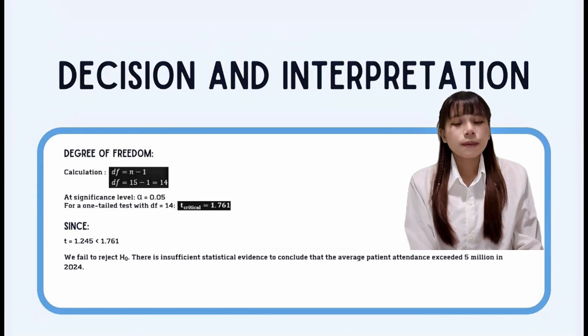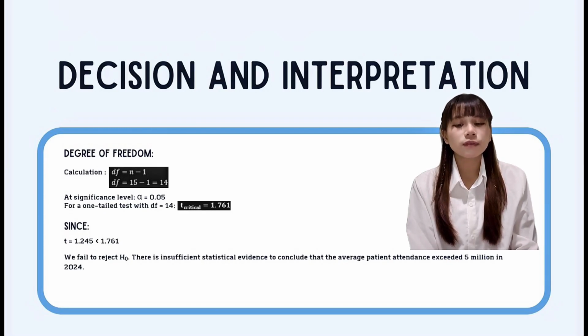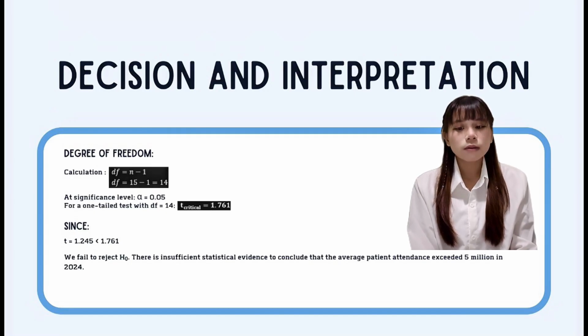So, for the decision part, we first determine the degrees of freedom using the formula n minus 1. We get 15 minus 1 equals 14. Then at the 5% significance level, the critical t-value is 1.761. Our calculated t-value is only 1.245. Because the calculated t-value is smaller than the critical value, we fail to reject H0.